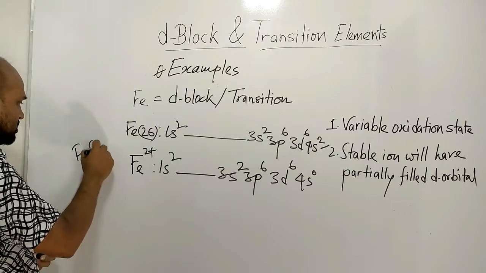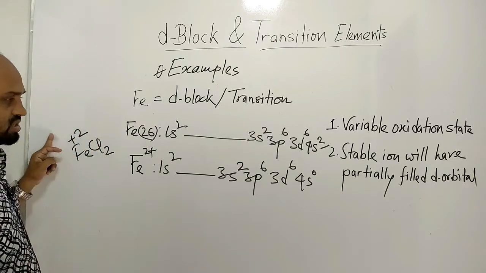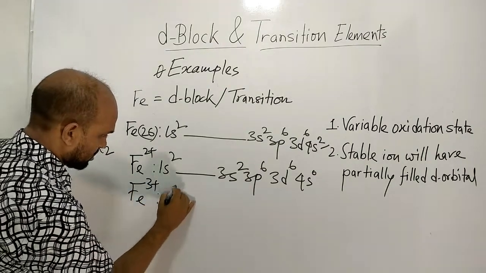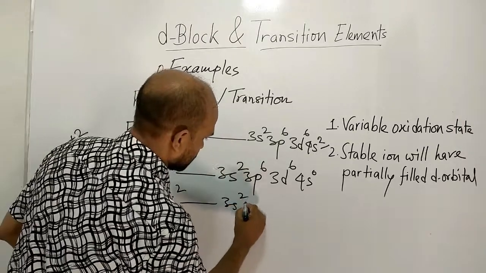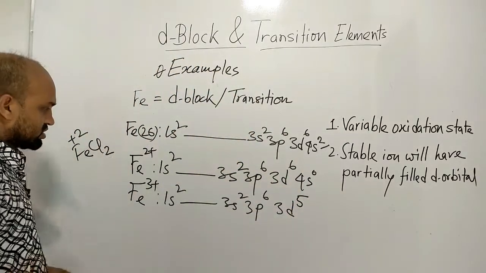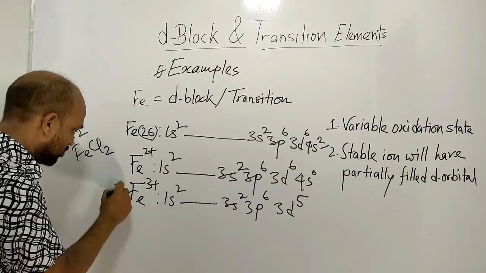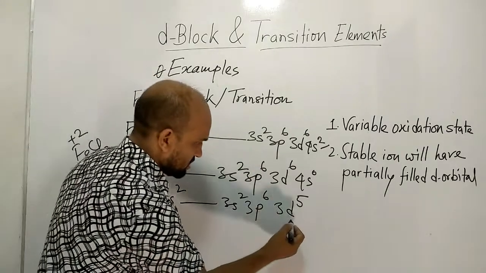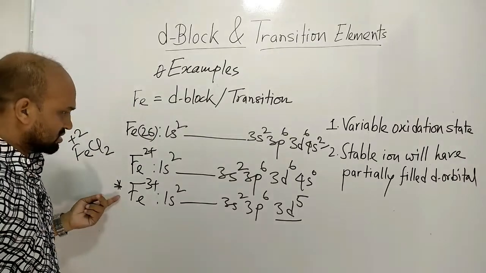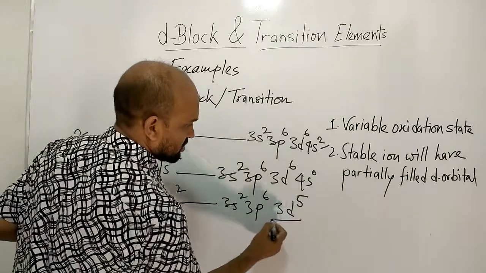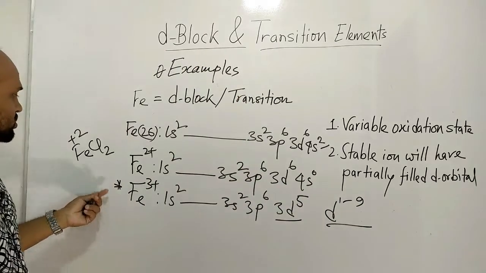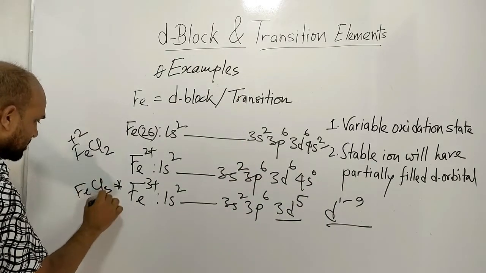Like the compound ferrous chloride, here the oxidation state is +2. Another oxidation state is +3: 1s2, 2s2, 2p6, 3s2, 3p6, 3d5. From these two ions, this is the more stable ion, where the d orbital is half filled, that is a stable configuration. This stable ion contains a partially filled d orbital, d1 to d9. So here the compound may be ferric chloride.